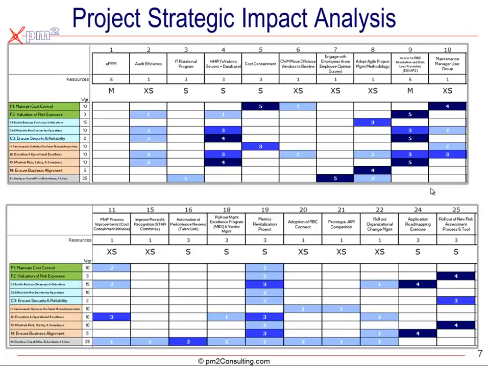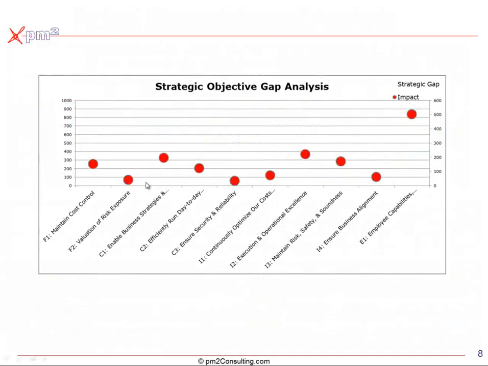Now, out of interest, we can also plot these projects just like we plotted the gaps that the processes left behind. So these red dots represent the amount of project focus we have in each of these areas. So for example, against the strategic objective F1, maintain cost control, the red dot is down here. So we have some projects, but they don't have a significant impact. On the other hand, if you take a look at F2, valuation of risk exposure, there's even less projects involved. If we come over here to employee capabilities, there's a significant number of projects that likely have a good impact.